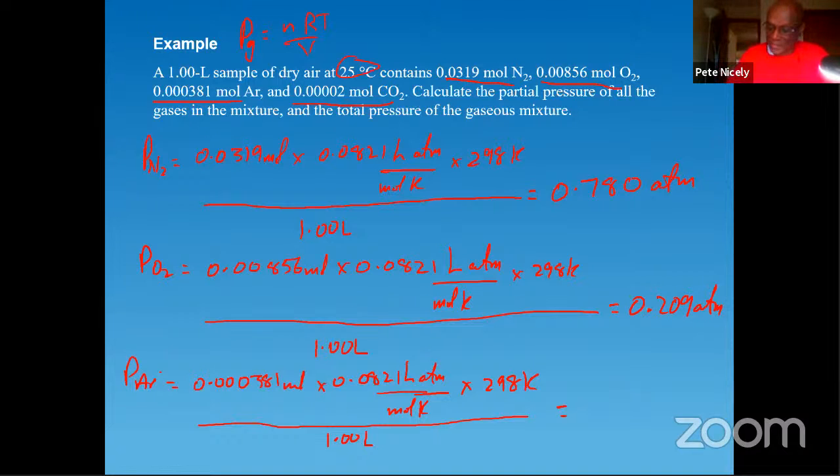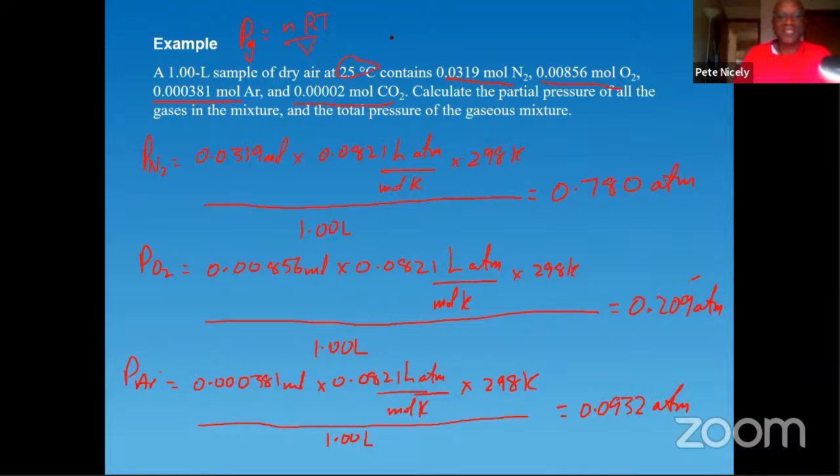0.00381 times 0.0821 times 298 divided by 1. So according to my calculations, and you need to round this off to 3 sig figs, this would be 0.0932 atmospheres.